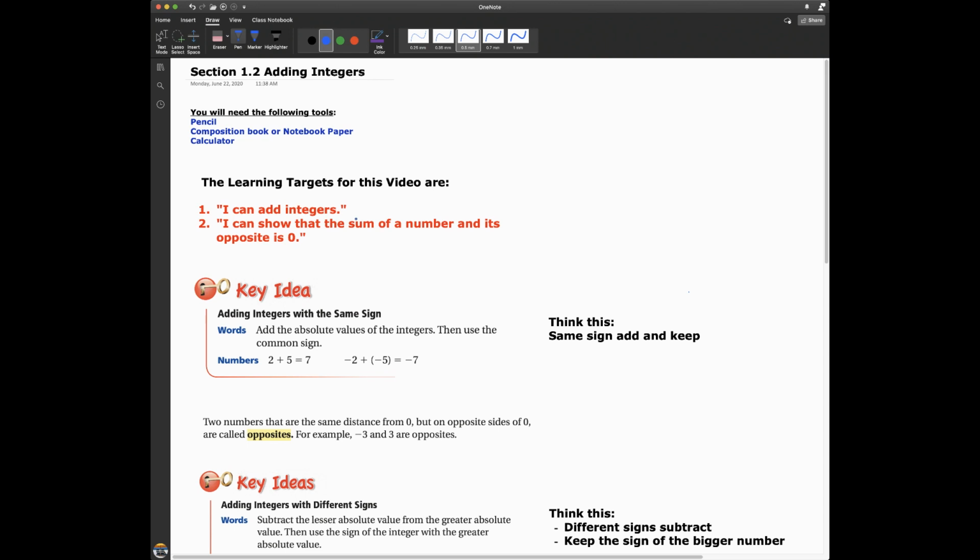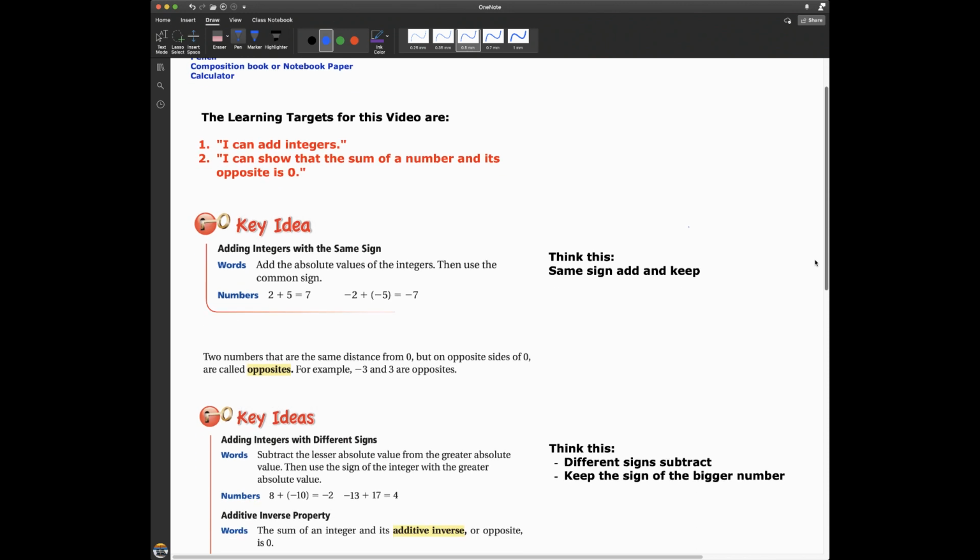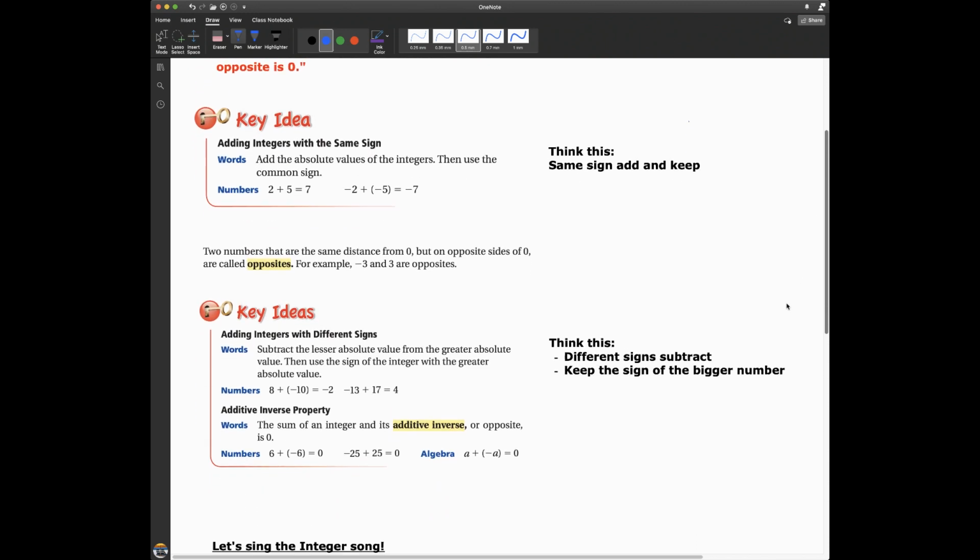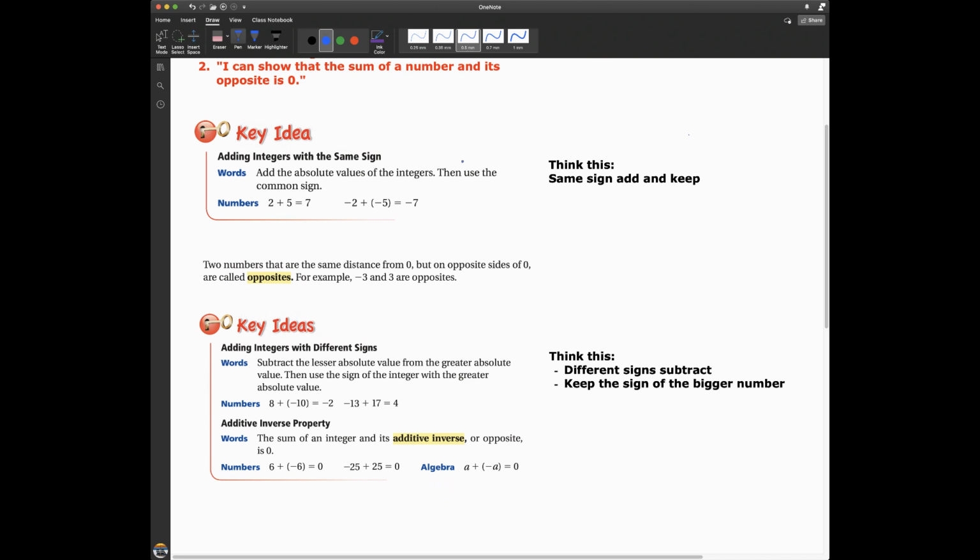The learning targets for this video are, at the end of it, hopefully you'll be able to say these two things. I can add integers, and I can show that the sum of a number and its opposite is 0. So if I take a number, add it to its opposite, I will always get 0. Okay, that's a special case of adding two integers.